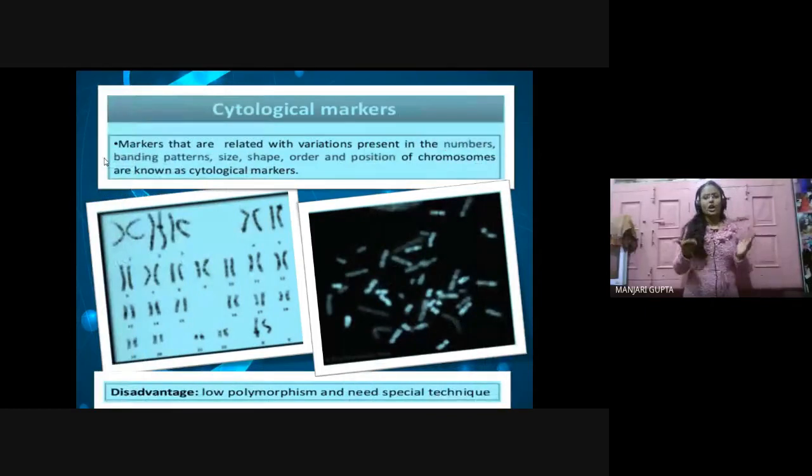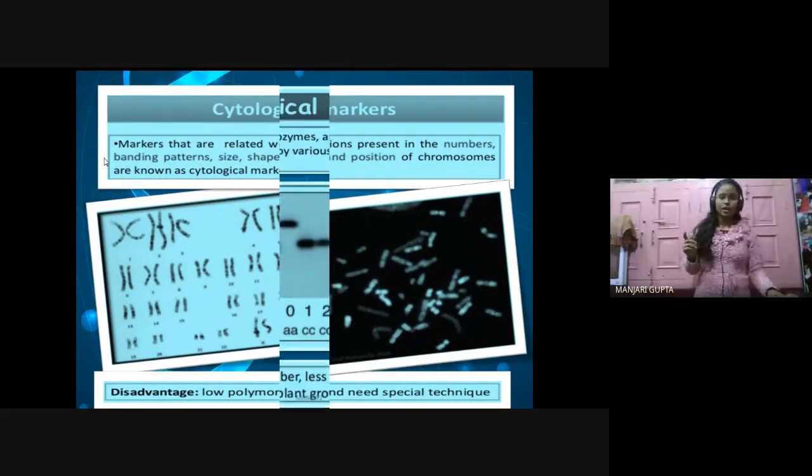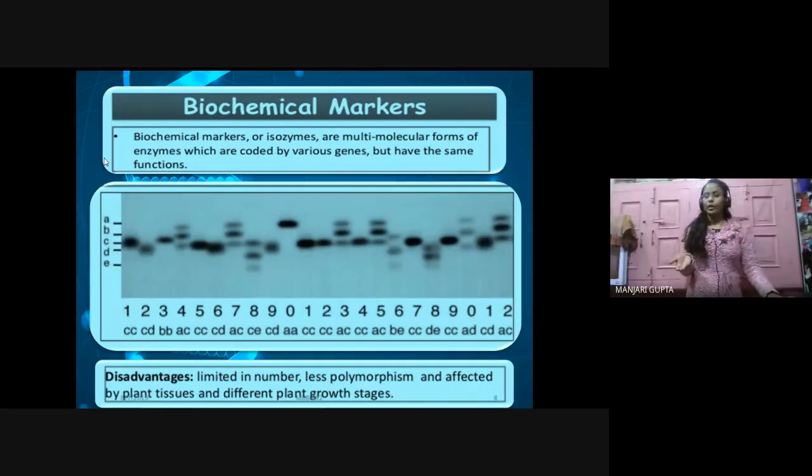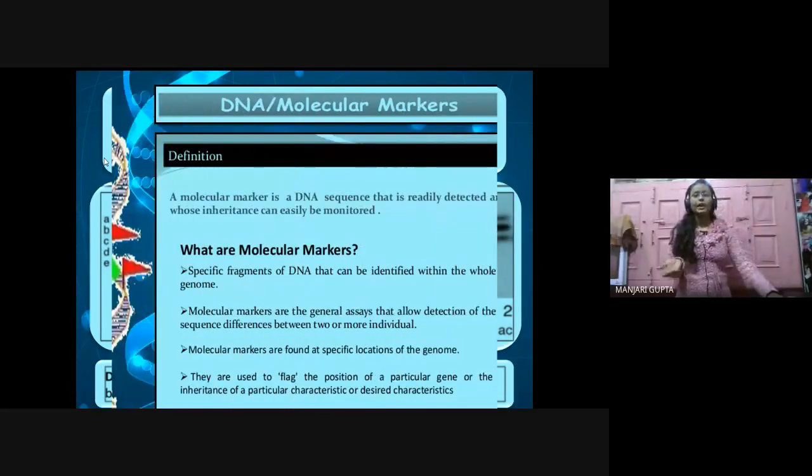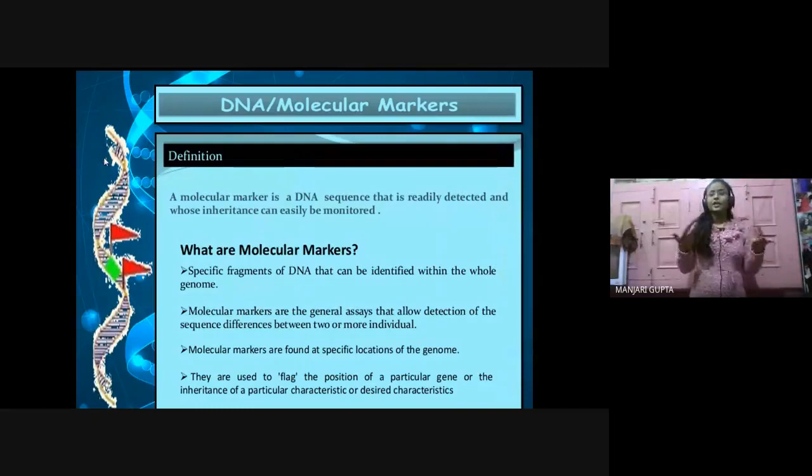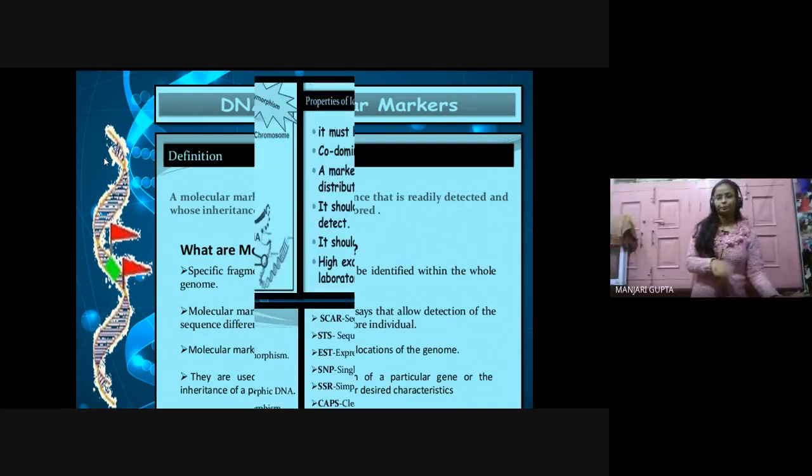Next, the size, shape, pattern and position of the chromosomes can be used as cytological markers. And the third type is biochemical markers. And the molecular markers are specific fragments of DNA that can be identified within the whole genome and used to flag the position of a particular gene or the inheritance of particular characteristics.